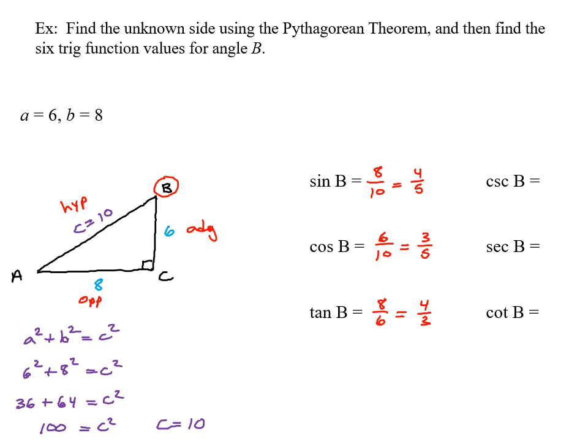And then we just flip each one of those over. Cosecant is what you get when you flip over sine, so that's 5 over 4. Secant flips over cosine, so that's 5/3, and then we'll have 3/4 for cotangent flipping over tangent. And those would be your 6 trig values. Not too bad, hopefully.